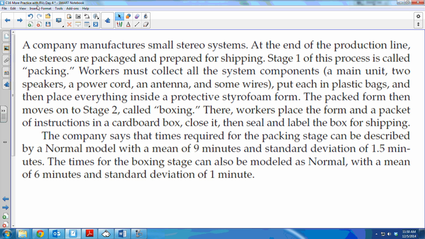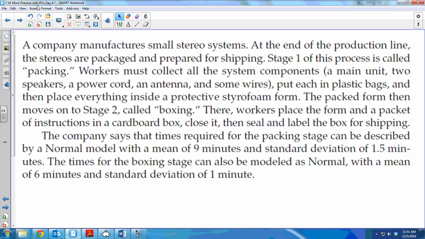So, for example, a company manufactures stereo systems. There are 2 different stages of this process. There's packing all the components together, so they put them all together in plastic bags. And then they put the packing and box it all up at the second stage. So 2 different things going on, so technically 2 different random variables. Packing would be X, boxing would be Y.